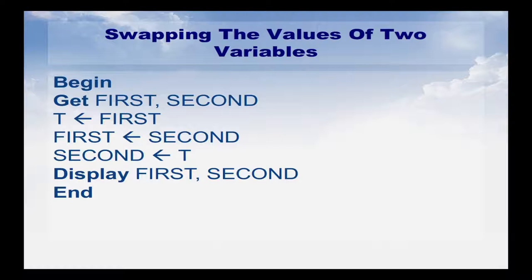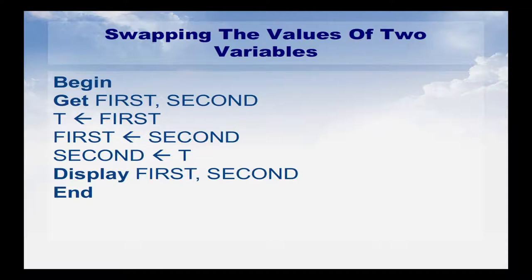It is not so simple writing pseudocode, is it not? We will write a pseudocode for one more example. Consider the problem of swapping values of two variables. Here, the first statement gets two values from the user, that is first and second. These values, first and second, are going to be swapped.